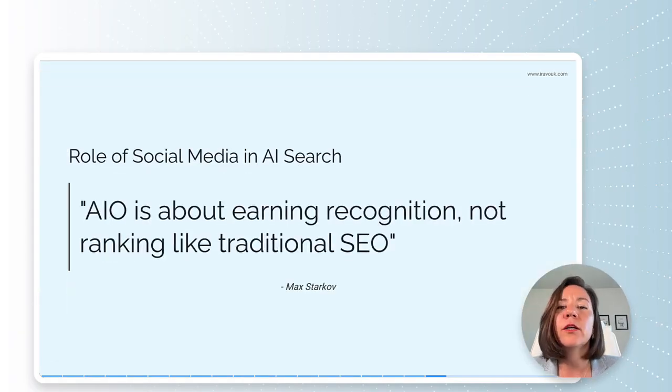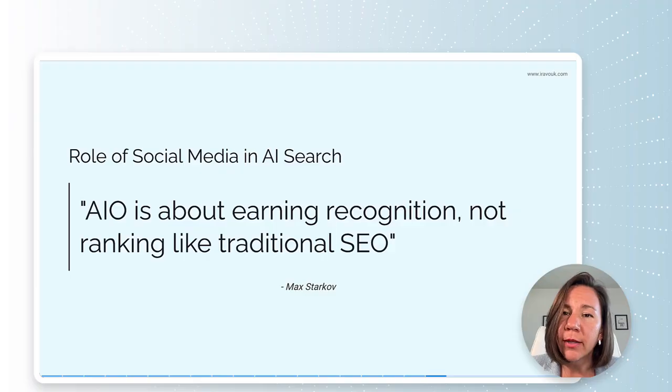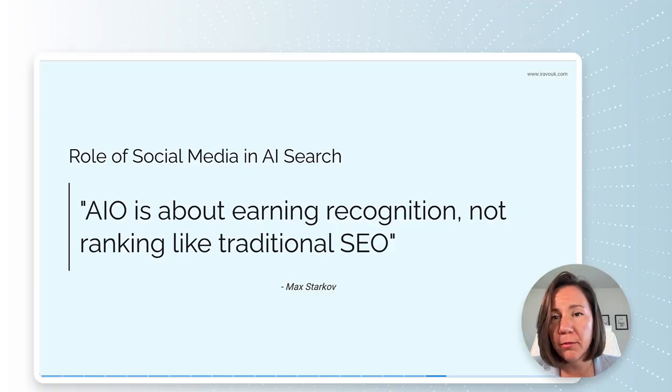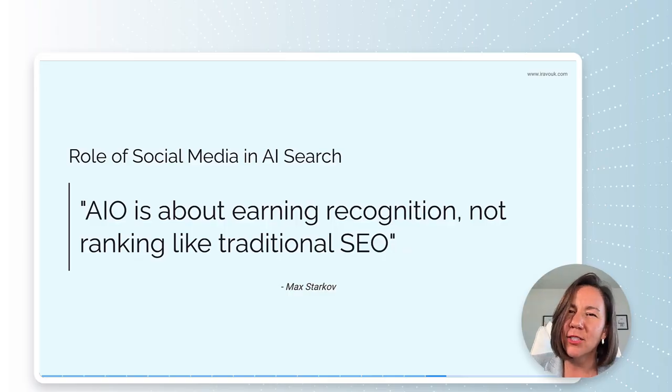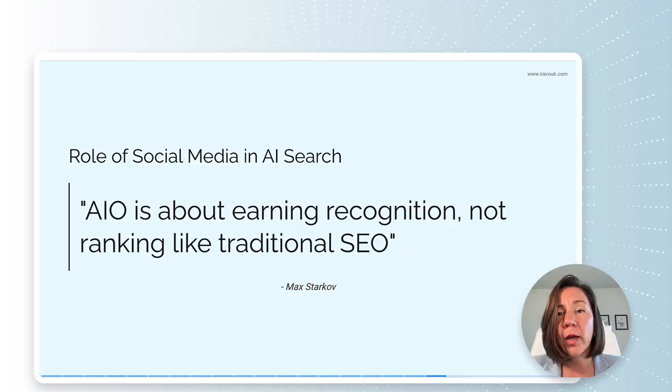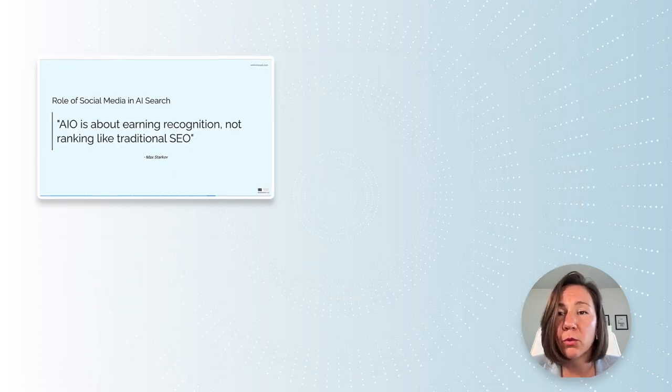AIO is about earning recognition, not ranking like the traditional SEO, as my friend Max Starkov pointed out recently. Because in the age of AI search, it's not just about where you rank, it's about whether AI agents even recognize and trust that your business exists in the first place. If they don't, you're basically the digital equivalent of a business with no sign out front. And yes, social media absolutely plays a role here. Those Instagram posts, reviews, and even the occasional TikTok dance all feed into that recognition.